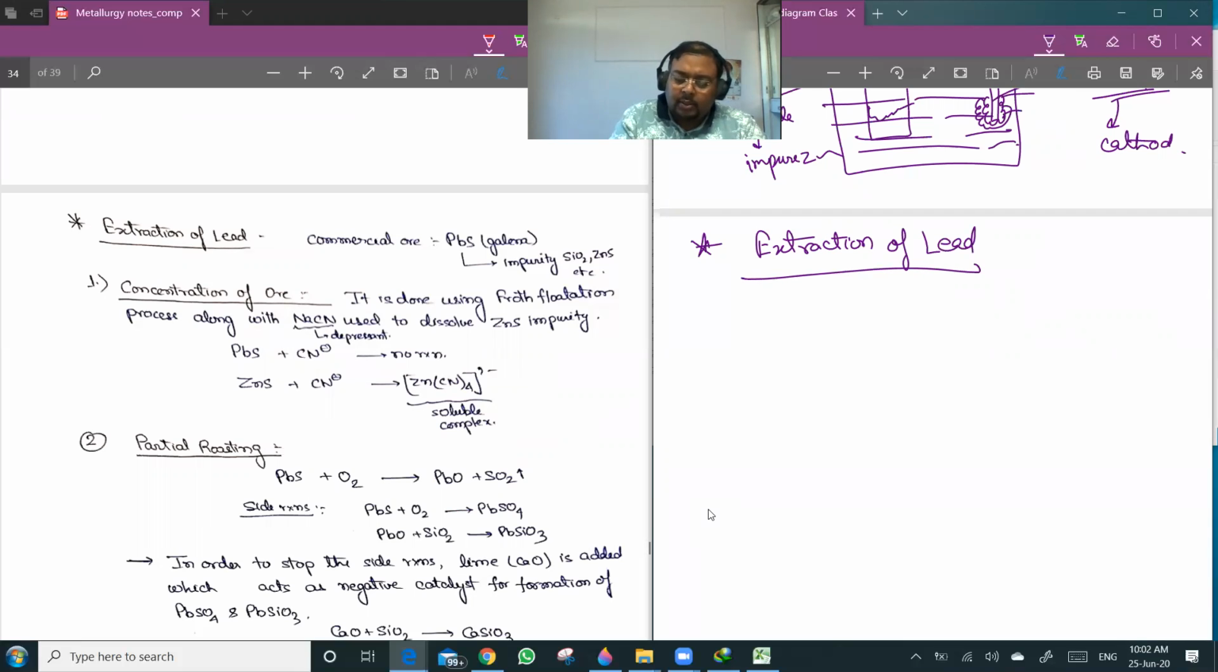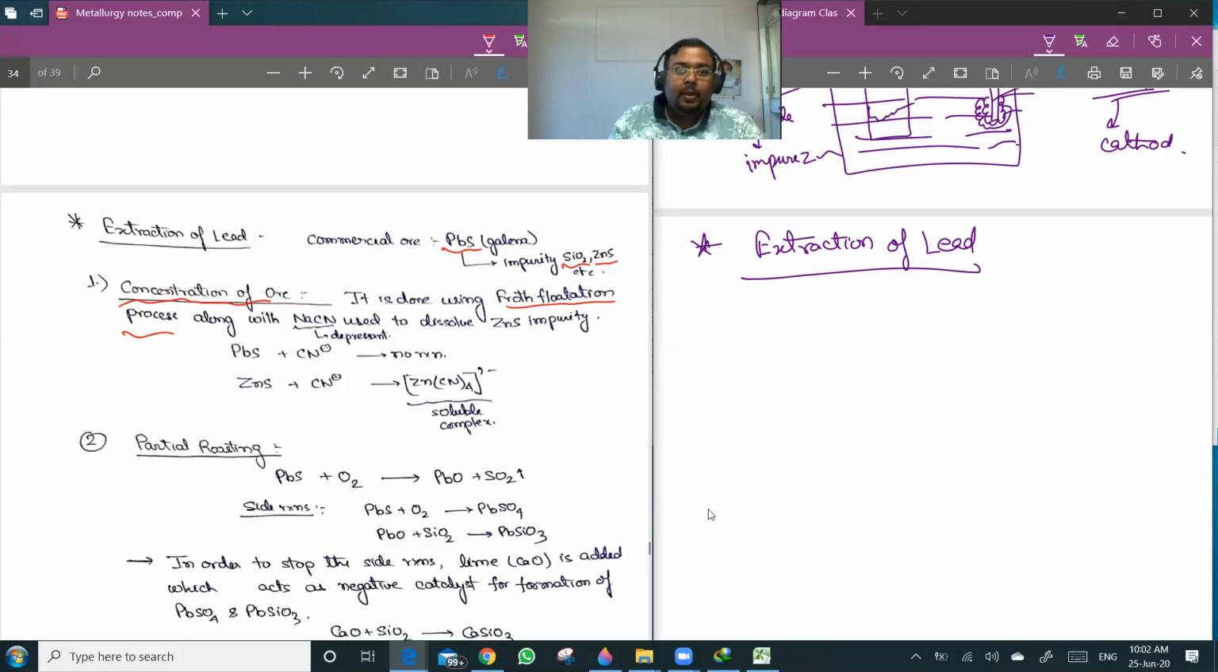For lead, the principal ore is PbS, galena, and it contains SiO2 and ZnS as impurities. Basically, the ores of lead and zinc are both sulfide ores and are generally found very close to each other. So one is an impurity for the other and vice versa. Both are sulfide ores, so we will use froth flotation for concentration of the ore, the thing which we earlier discussed in the case of zinc sulfide.